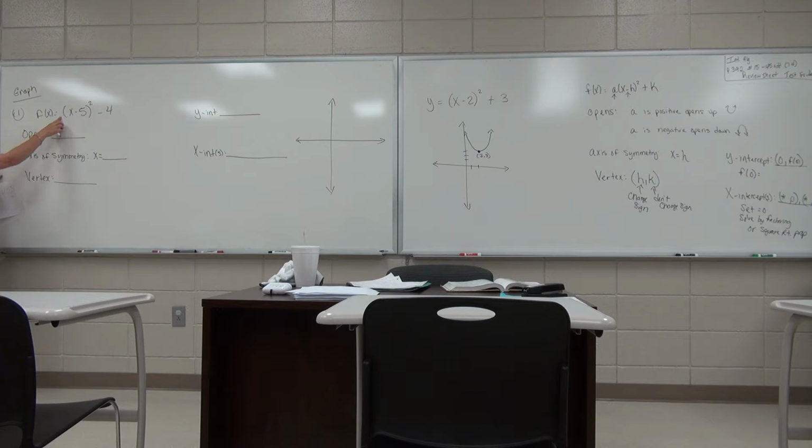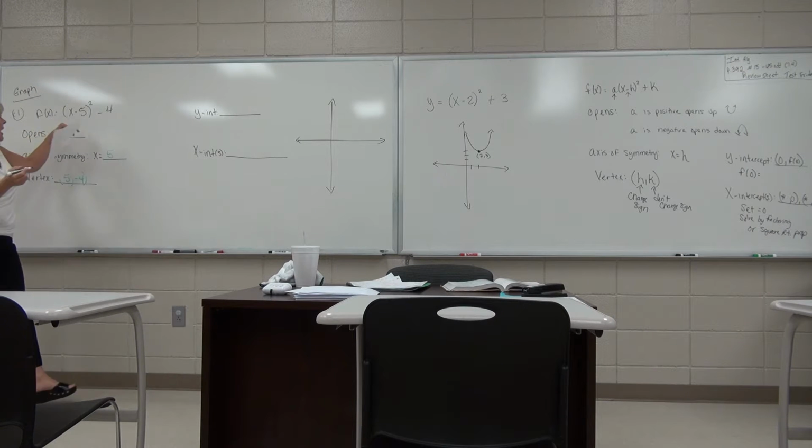The coefficient is understood to be 1 here. So is that positive or negative? Positive, so that means this U is going to open up. Okay? Axis of symmetry is x equal h. But remember, this is where you change the sign. So instead of it being negative 5, it will be x equal positive 5. My vertex is the x from the axis of symmetry, which is 5, and then it's the k. That's what's out here. What's over there? Negative 4. And that sign stays the same.